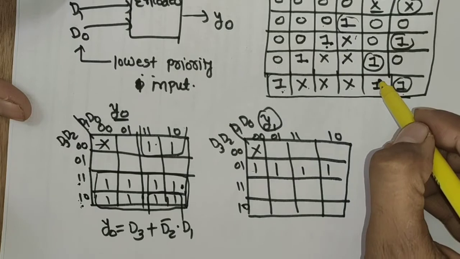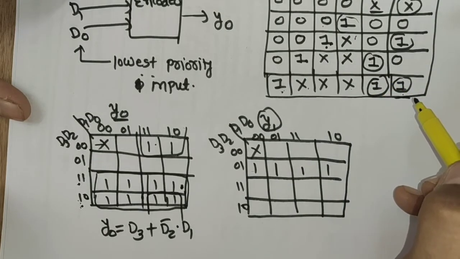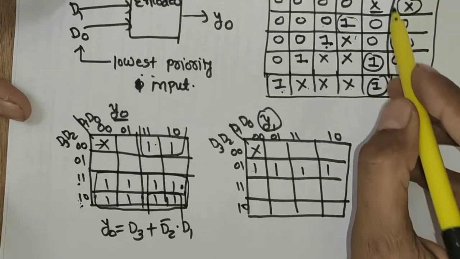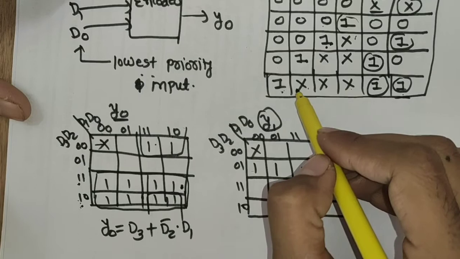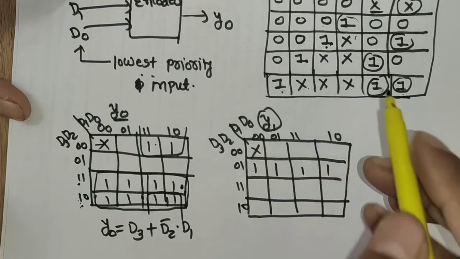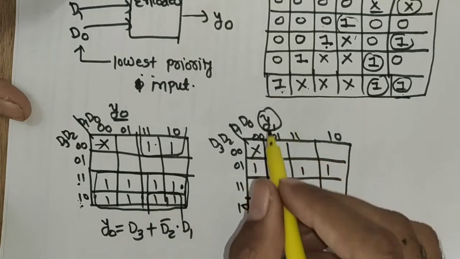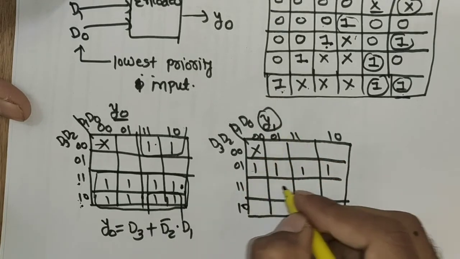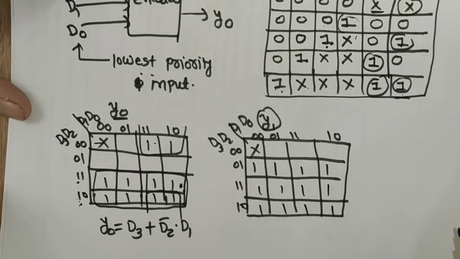So now consider the next one, this one is 1. Here the D3 is 1, the remaining cells are all don't care conditions, so that means either it is a 0 or a 1. So in which cells are we considering the value of D3 as 1? Here is 1 and here is 1, so this row is selected and this row is also selected.